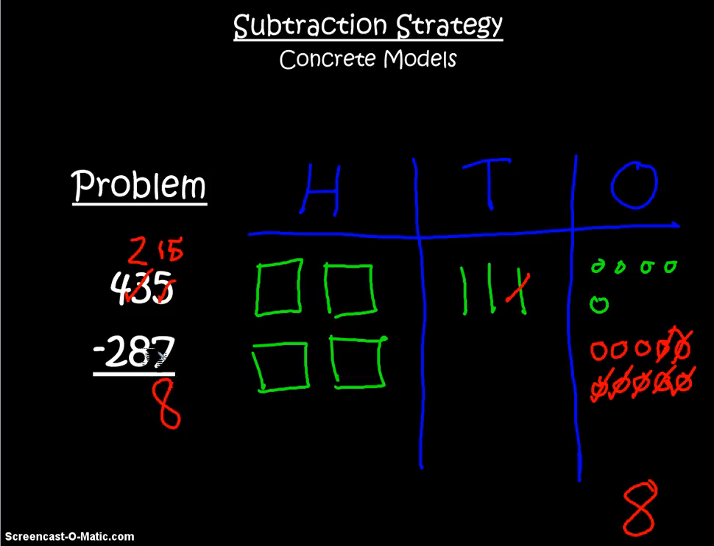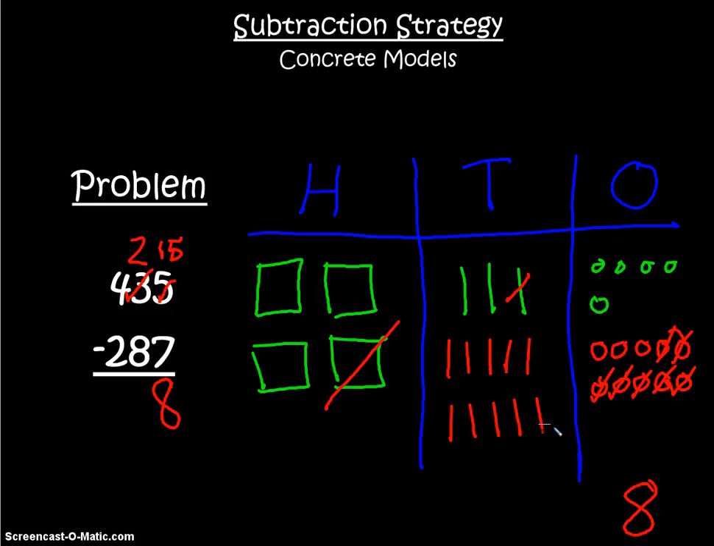I need to take away 8 tens, but again I have the problem, I only have 2 tens, so I need to get more tens. So I'm going to come over to the hundreds place. I know that in 100 there are 10 tens. So if I take away 100 and change it into tens, I get 10 more tens. 1, 2, 3, 4, 5, 6, 7, 8, 9, 10.